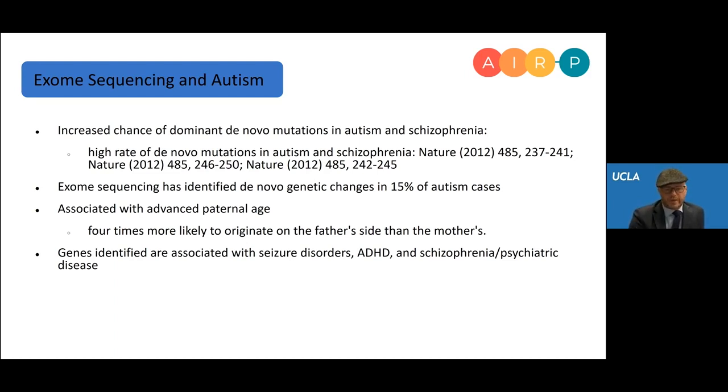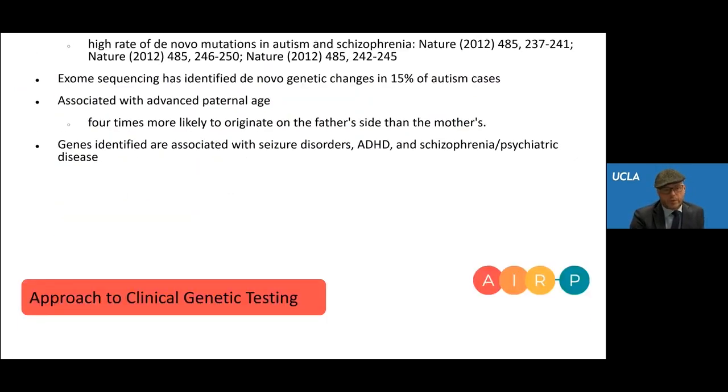Exome sequencing has identified de novo genetic changes in about 15% of autism cases. That is sometimes associated with advanced paternal age. And we've known from genetic literature for a long time that in certain scenarios, the older the father is, the higher the likelihood that we've seen of some of these genetic de novo dominant mutations occurring. And of course, genes identified are associated, in addition to autism, with seizures, with ADHD, with schizophrenia and psychiatric disease. And that spectrum of clinical manifestation is part of the question that we still don't understand well.